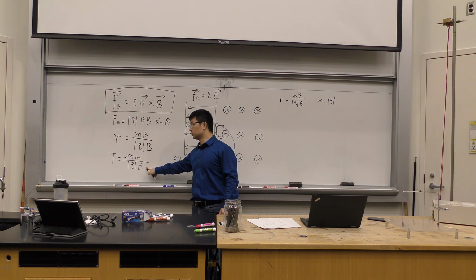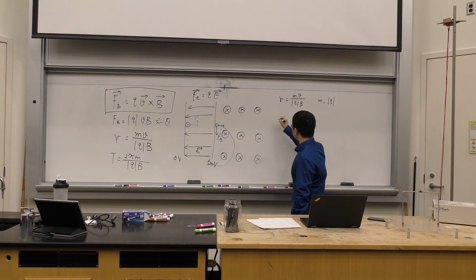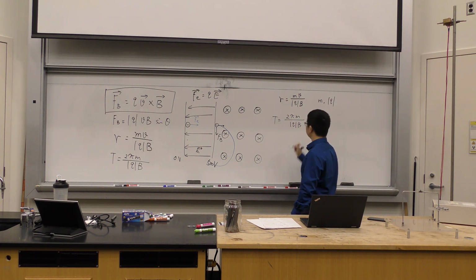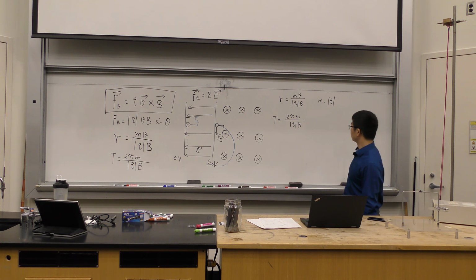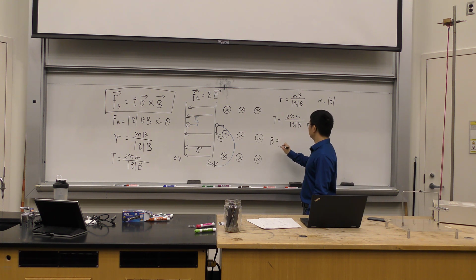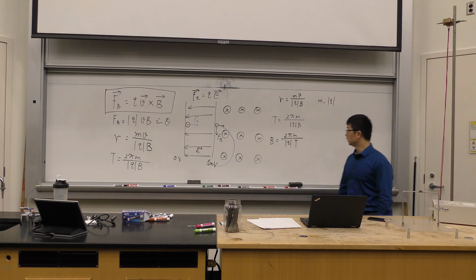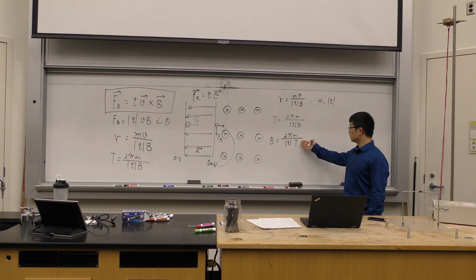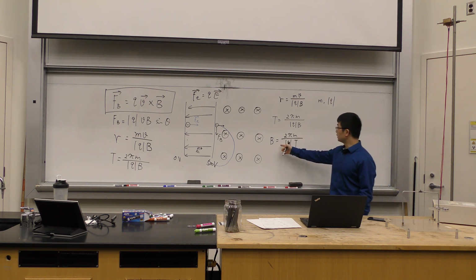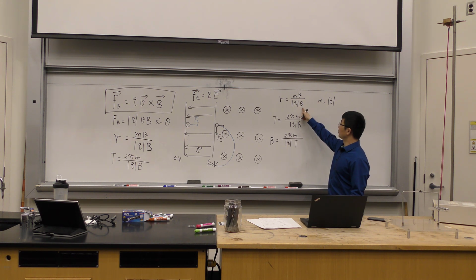Why don't we try the other equation? Because we only have two equations to find the B, right? So if I try this equation to find the B, then I will rearrange it. So B is going to be 2 pi m divided by the charge and the period. If you have all these numbers, put them in, find the B, and that's what we're going to use in this radius equation, right?